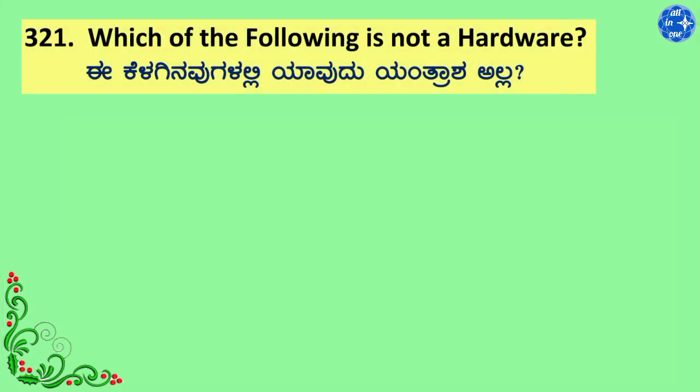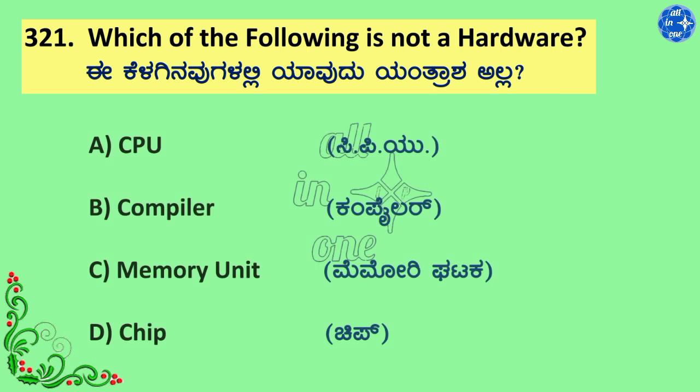Question: which of the following is not a hardware? Option: CPU, compiler, memory unit, and chip. Right answer is compiler.